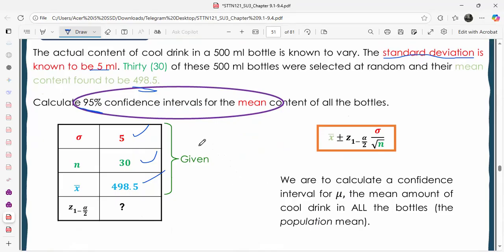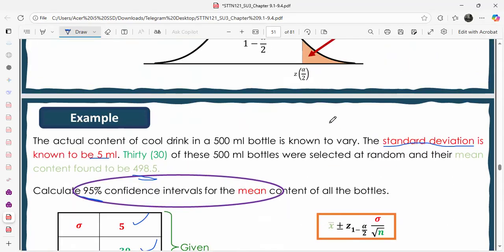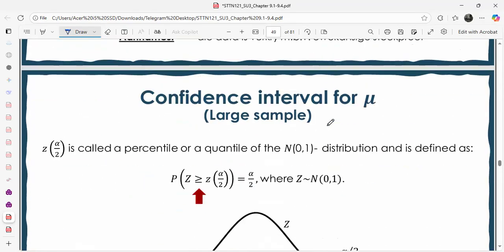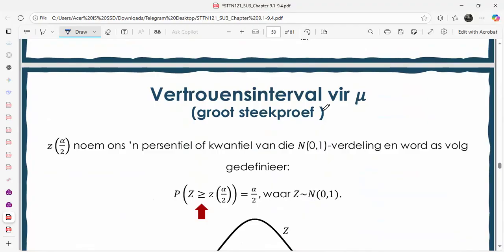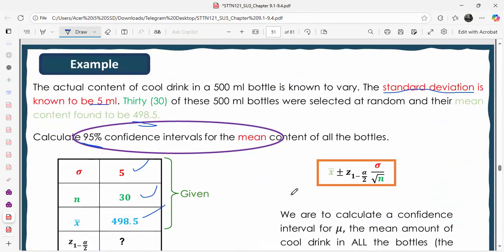whether we are dealing with the population standard deviation or not? If you look at this formula, it says x bar plus or minus z of 1 minus alpha divided by 2, times the population standard deviation over square root of n. The condition is that if the population standard deviation is known, use this formula. If the population standard deviation is unknown and n is greater or equal to 30, use this. So the reason we are using this one is because the population standard deviation is unknown and n is greater or equal to 30. That's the reason why we're using this formula.